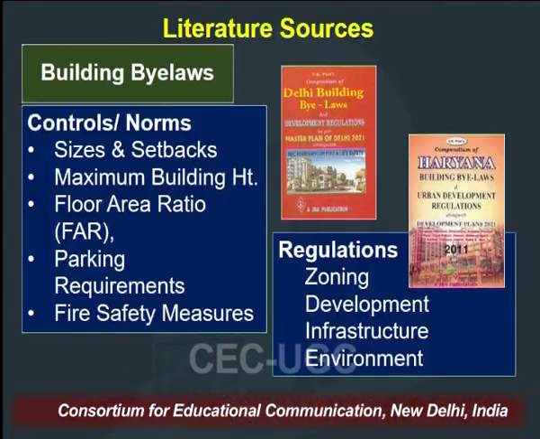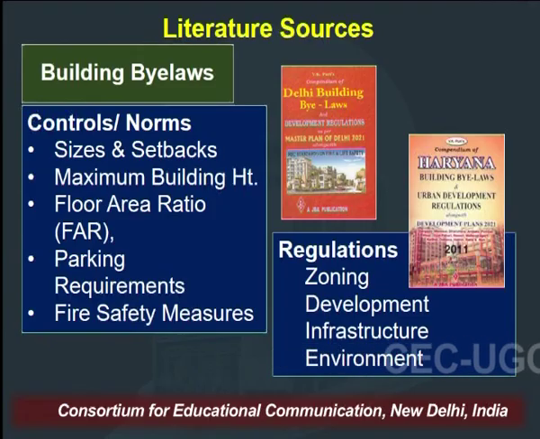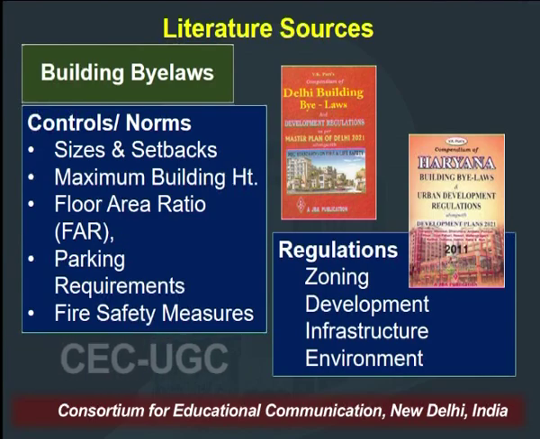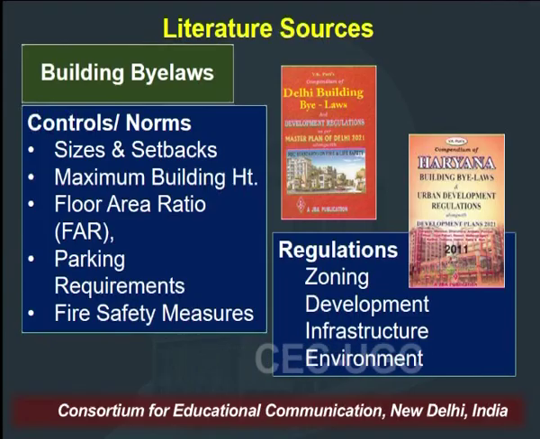Maximum building height is again a developmental control norm which is given by these sources. How much maximum height can you develop in a particular area is again given by these norms. Next is the floor area ratio. Floor area ratio is how much area can be totally built up on a particular site. 100% of the site cannot be built in case of bigger sites. In case of smaller sites, 100% of the site can be built. We will discuss all these requirements one by one in coming slides.